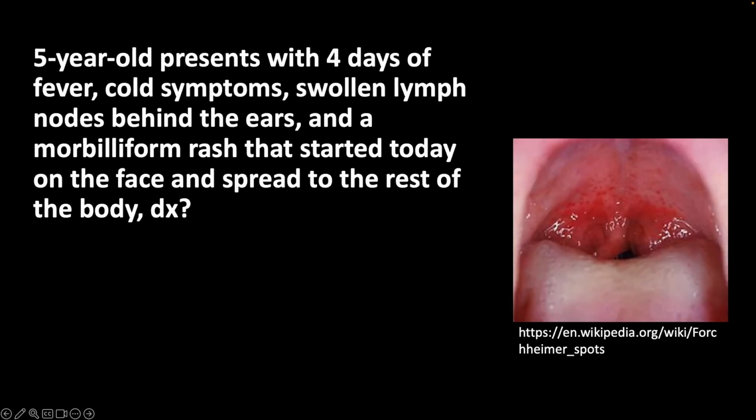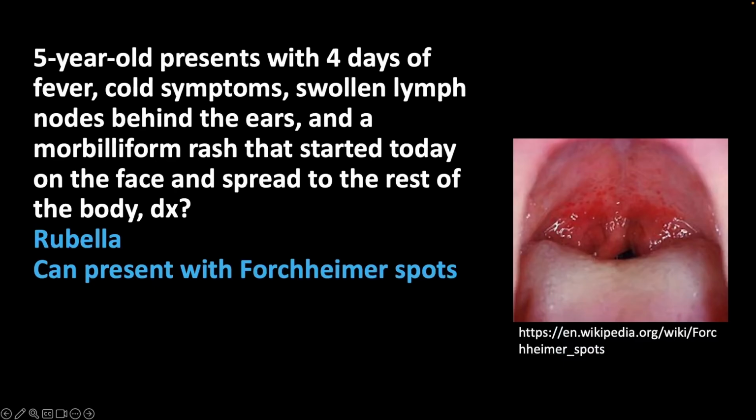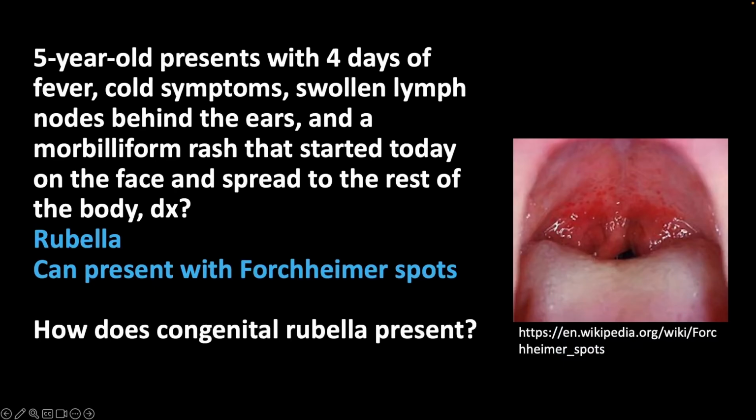Now we have a 5-year-old who presents with 4 days of fever, cold symptoms, swollen lymph nodes behind the ears, and a morbilliform rash that started today on the face and spread downwards to the rest of the body. You also see these findings on the right here. They're called Forchheimer spots. And this would be rubella. You can present with those Forchheimer spots. And how does congenital rubella present? You get sensorineural hearing loss, cataracts, and cardiac defects. And we're going to talk about that in our next section, TORCH infections.